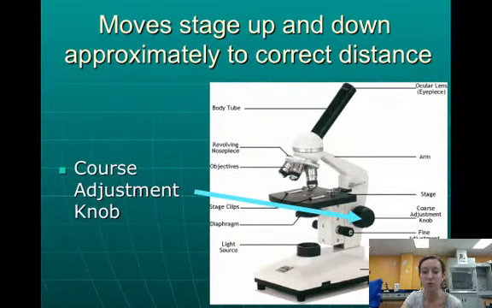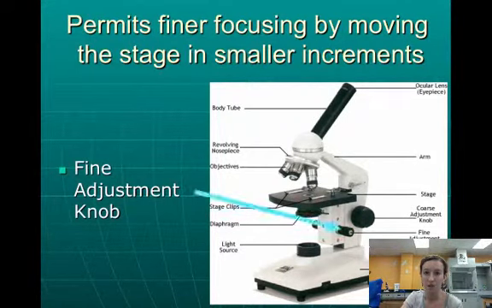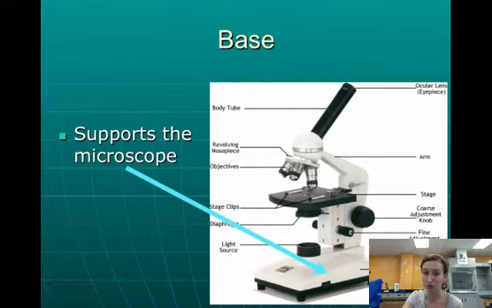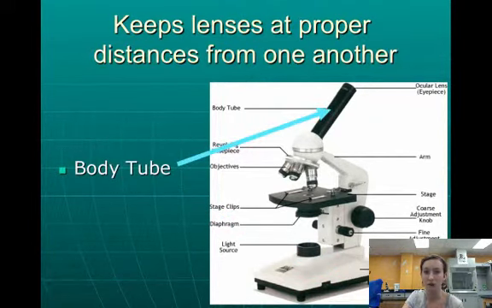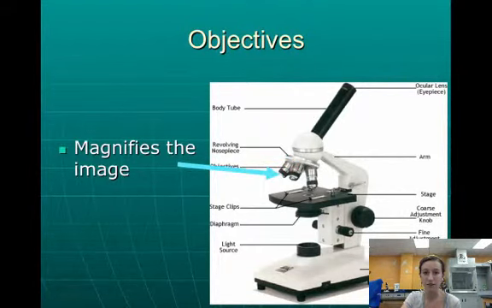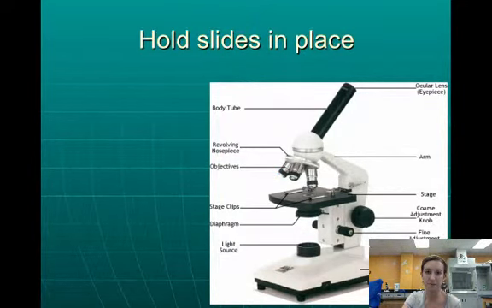The coarse adjustment knob moves the stage up and down, approximately to the correct distance. The fine adjustment knob permits finer focusing by moving the stage in smaller increments. You can't actually see how much the stage is moving. It's such a small movement. The base is the other part that you're supposed to hold when you carry the microscope. The body tube keeps lenses at proper distances from one another. The revolving nosepiece revolves to allow changing the various objectives. And the objectives, we have the 4x, 10x, and 40x, magnify the image.